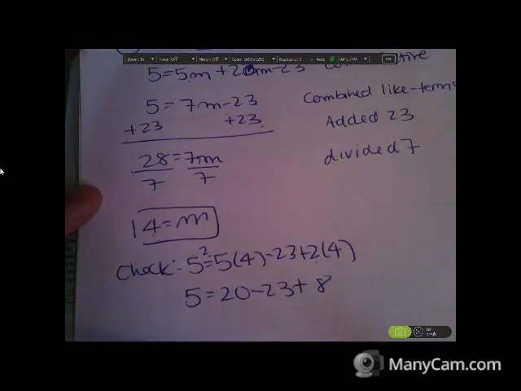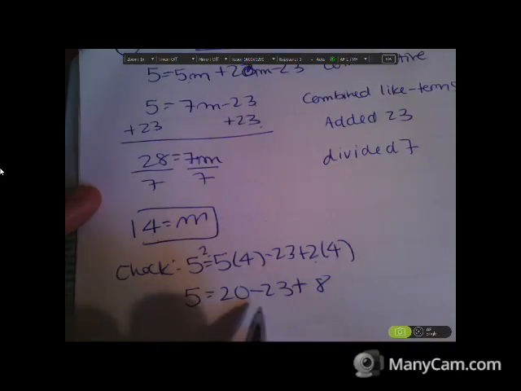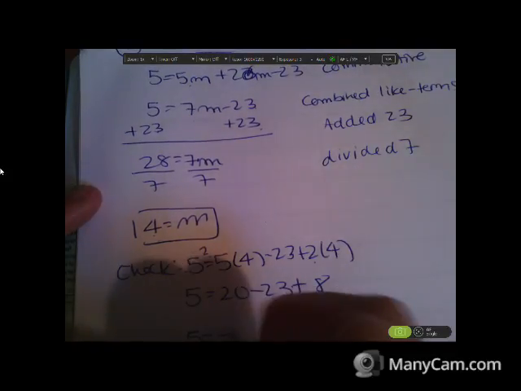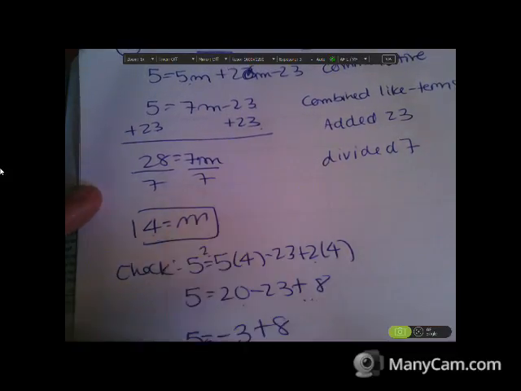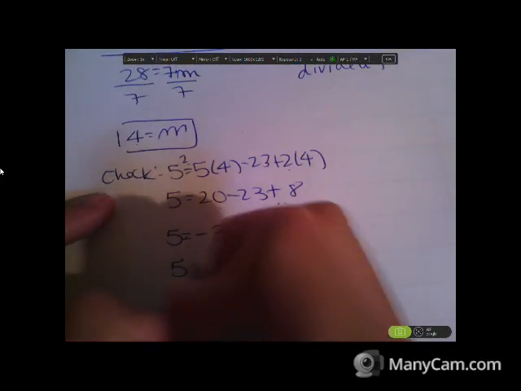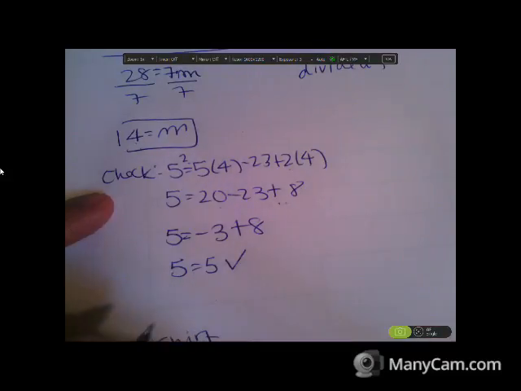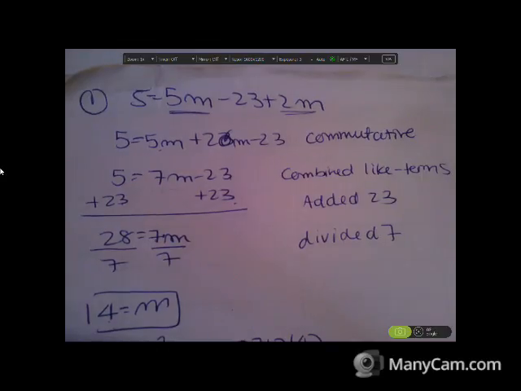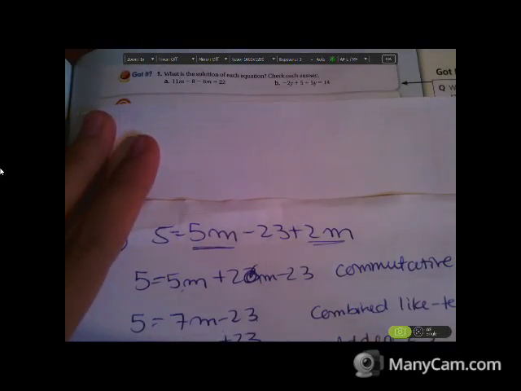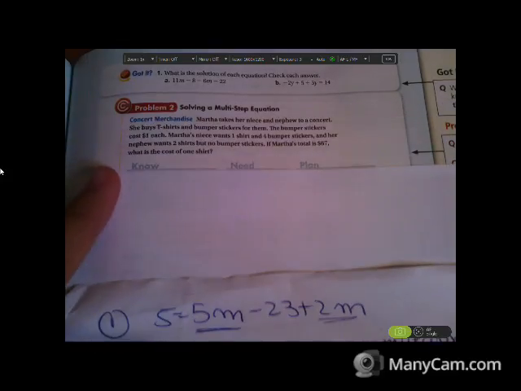Now we have to follow the order of operations. Since it's addition and subtraction, it's from left to right. So 5 equals negative 3 plus 8. And negative 3 plus 8 is in fact 5. So therefore, 4 equals m is the correct solution. If you follow the steps that we took, and then we checked it, why don't you try the Got it. What is the solution of each equation? Letters A and B.